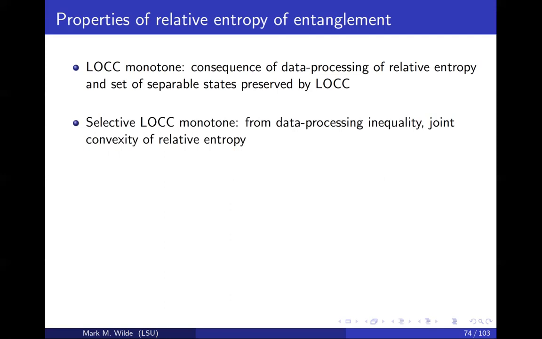However, there's something stronger. It's a selective LOCC monotone. That follows from the data processing inequality for quantum relative entropy and what's called joint convexity of relative entropy.